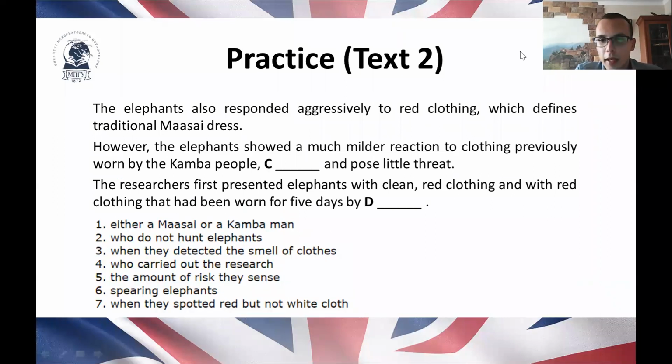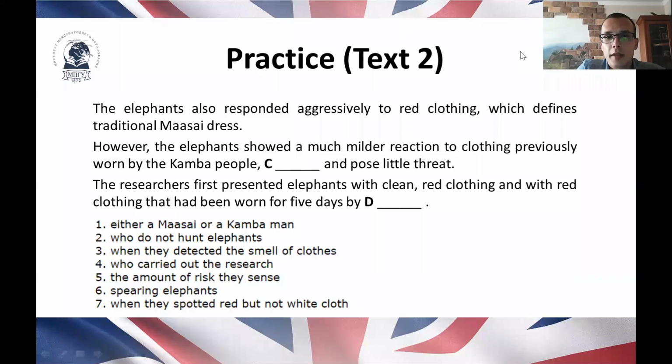Let's have a look what we can put into the C. Kirill wrote, Milena as well wrote. Yeah, the second. Yeah, I think so, because the meaning here is, let's say, positive. Yeah, pose little threat, and something before should also be positive. Who do not hunt elephants also will do. Yeah, and you see there is a comma. Yeah, it's also a suggestion for us. Okay, move on to D gap.